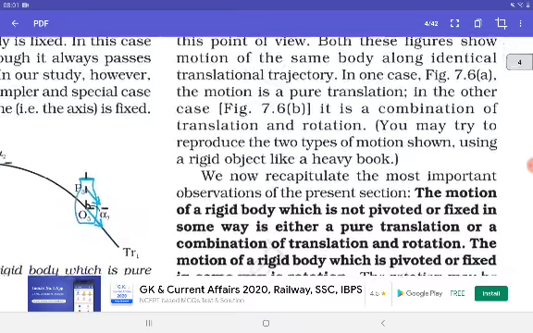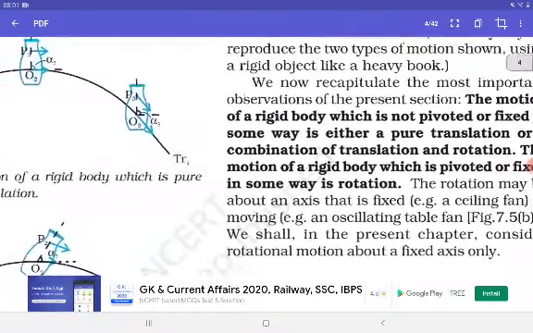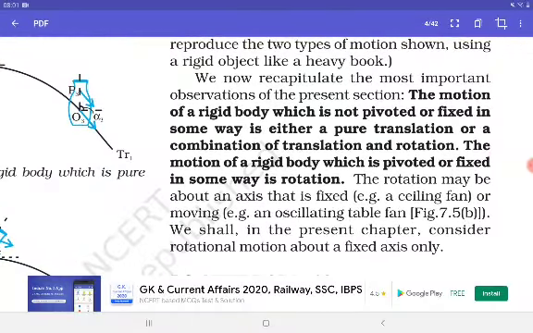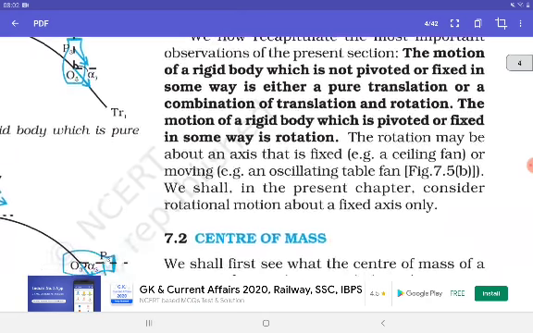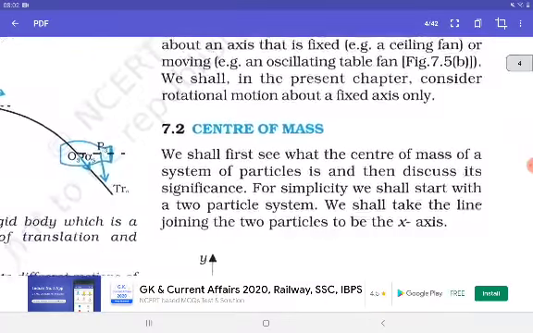We now recapitulate the most important observation of the present section. The motion of a rigid body which is not pivoted or fixed in some way is either a pure translation or a combination of translation and rotation. The motion of a rigid body which is pivoted or fixed in some way is rotation. The rotation may be about an axis that is fixed or moving. We shall in the present chapter consider rotational motion about a fixed axis only.